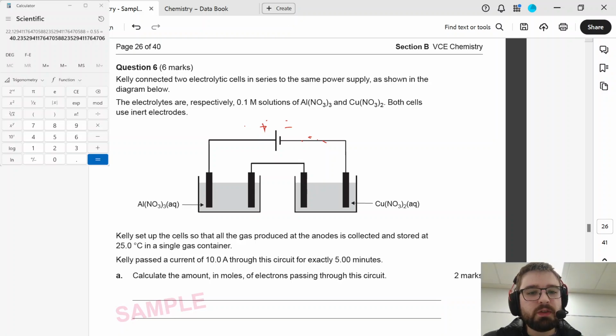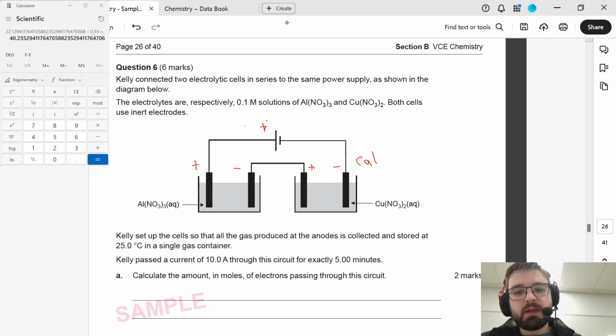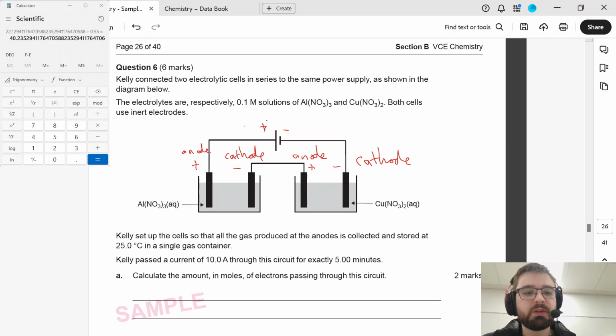So if this is positive, that means that's positive, and that's negative, then this means that's negative, and we can do the opposite ones around there. And it's electrolytic, so we know that the negative of an electrolytic is the cathode. So therefore this is the anode, and this is the anode, so that's the cathode there. Kelly set up the cell so that all the gas produced at the anodes is collected and stored at 25 degrees in a single gas container.